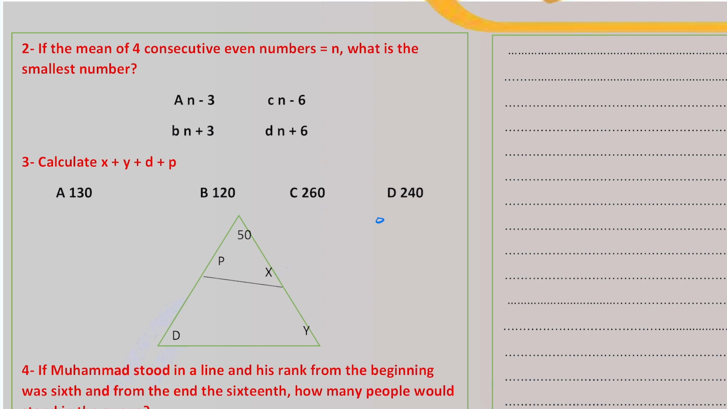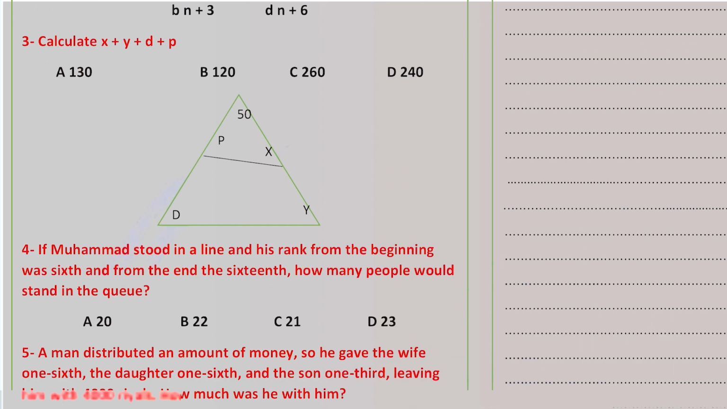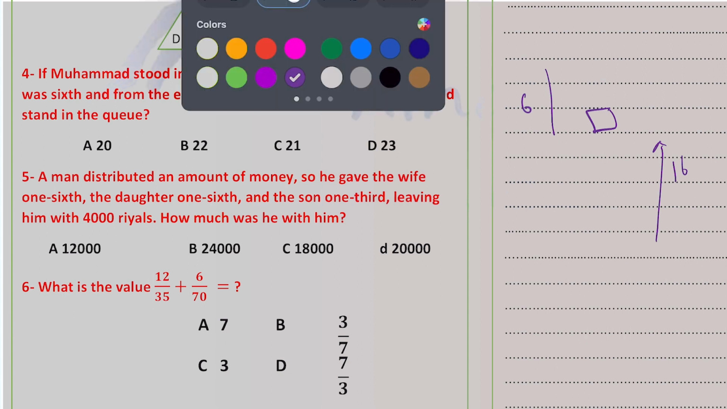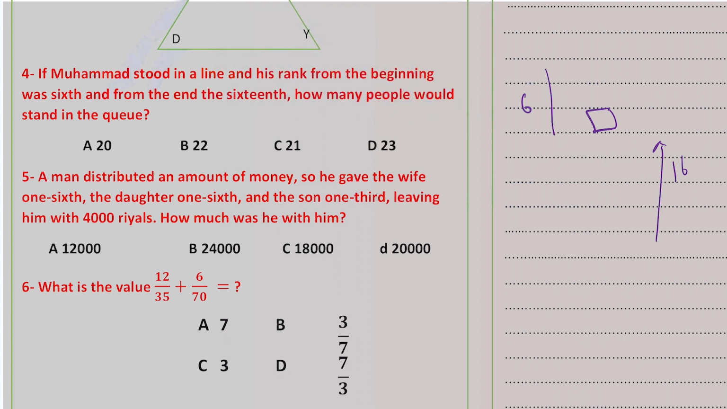Now let's take question number 4. If Muhammad stood in a line, and his rank from the beginning is the 6th. This is Muhammad, and his order is 6. And from the back he is the 16th. Okay, how can I find the number of students in the line?